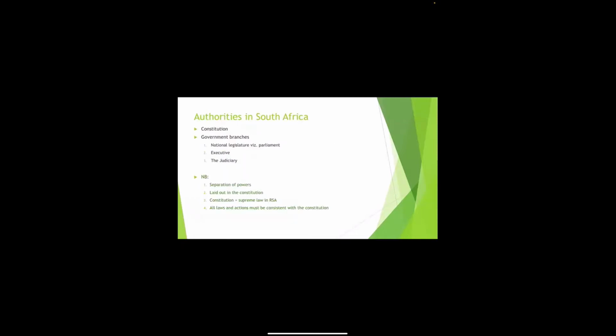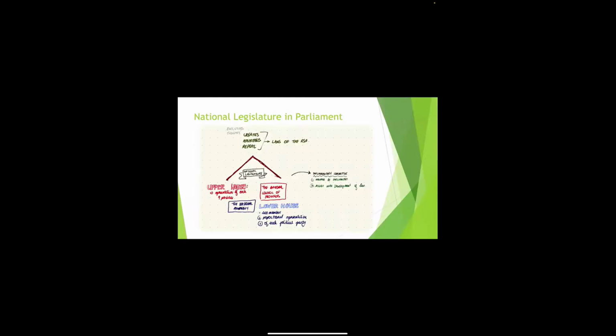Zooming into the national legislature, also known as Parliament, we have the upper house, which is comprised of 10 representatives from each of the 9 provinces, and they're the National Council of Provinces. And then we have the National Assembly, which is the lower house, and those are 400 members, which are known to be elected by proportional representation.